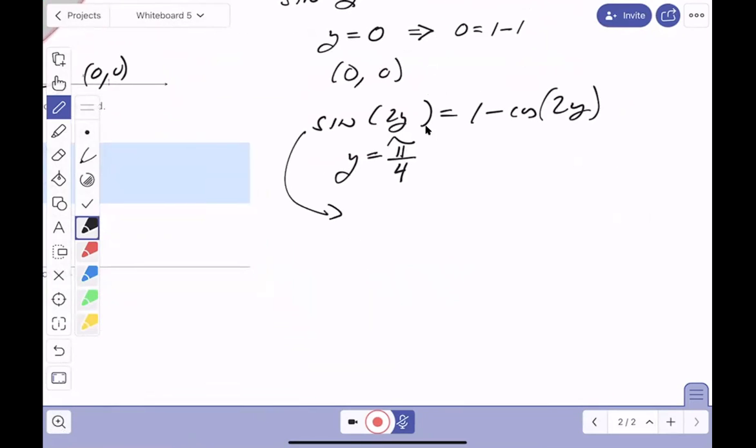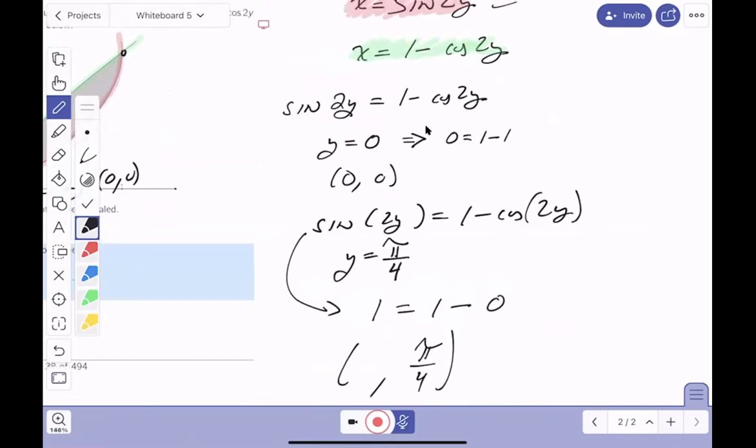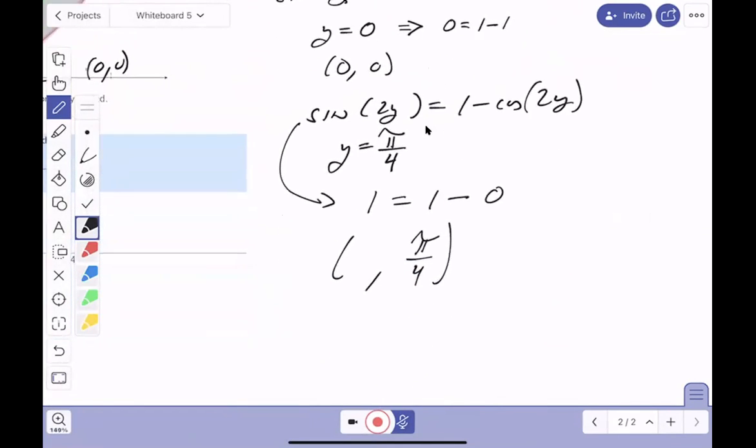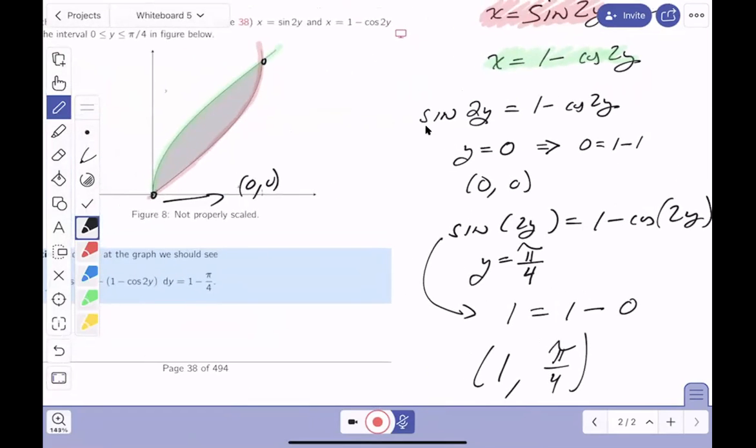So what's the sine of 2 times pi over 4? It's the sine of pi over 2, which is 1, right? 1 minus the cosine of pi over 2, which is 0, right? That worked out beautifully. All right, so I'm pretty good with that. So I'll put the pi over 4 over here. And what's the x going to be? Well, you look at this one. It's pretty easy. It's going to be sine of pi over 2, which is 1. So we got this point.